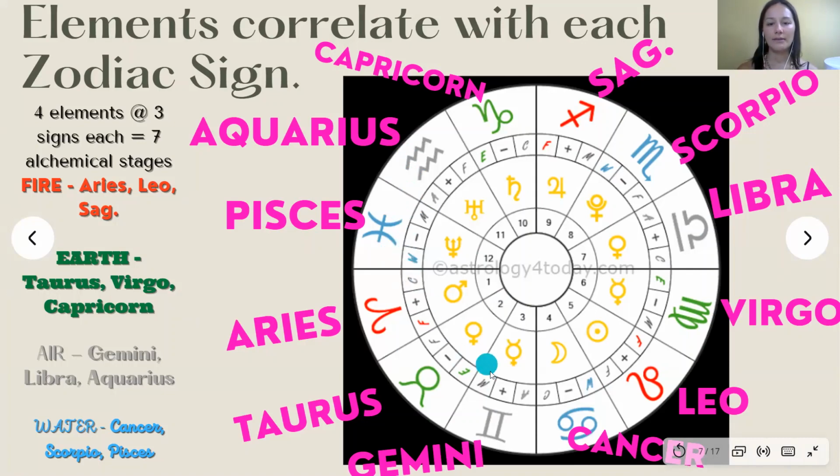I love that those have these lines in them. They all share a similar vibe because of the lines, the double thing here. That's my favorite thing about the air. Water, we've got here Cancer, Scorpio, and Pisces. So that's how you can memorize the elements. And bringing it back to alchemy, we've got 4 elements and 3 signs for each element. So that adds up to 7, and there's 7 alchemical stages turning lead into gold.